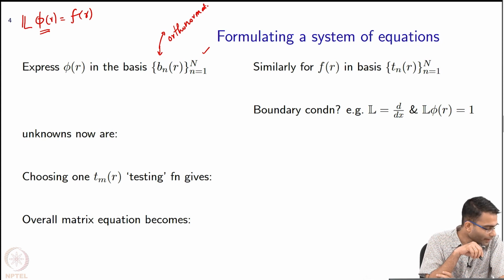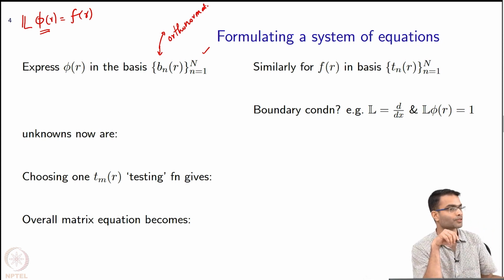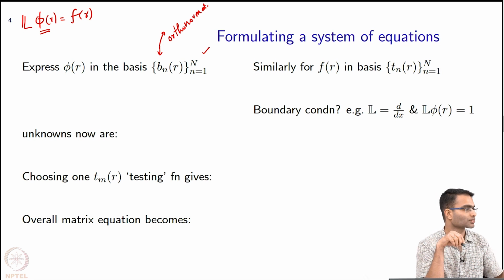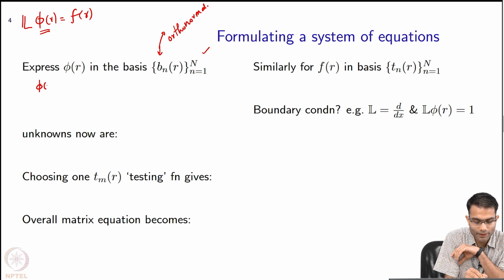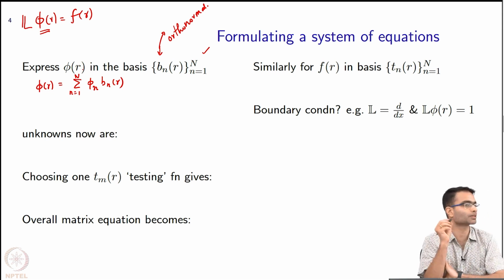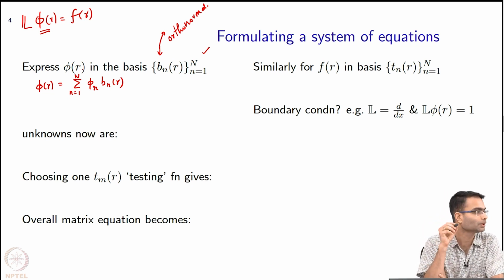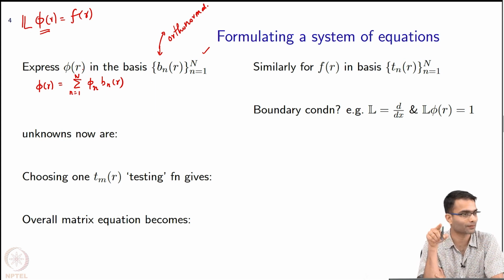So, the question is, how do I write phi in terms of B? It is some constants, but what are those constants? Inner products, right. So, I can write phi of r as a sum of constants, let us call them phi n, times Bn of r, with n equal to 1 to n. Since it is a basis, I should be able to express any function as a linear combination of these bases. Now I want to find out what is known and what is unknown here. Bn is known, phi n is not known. So, from a function I have converted to a set of scalars phi n.